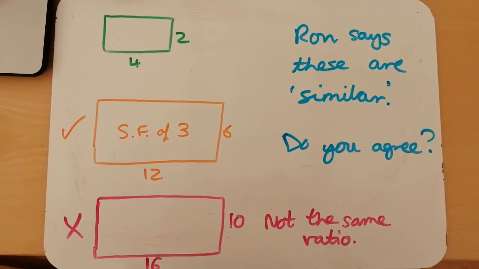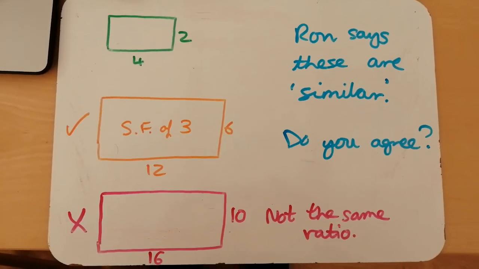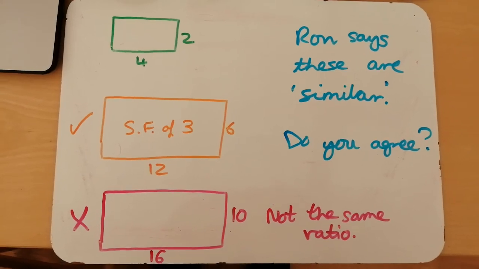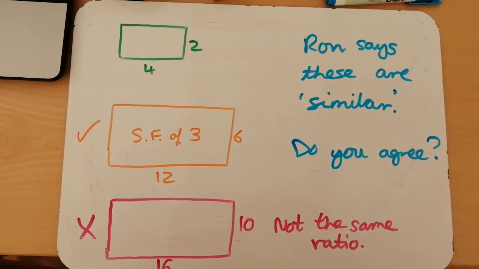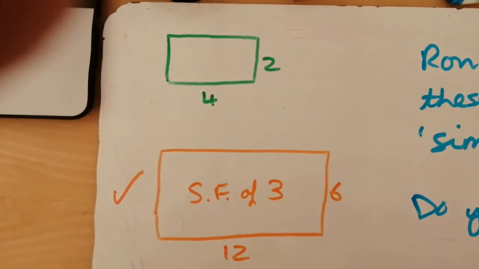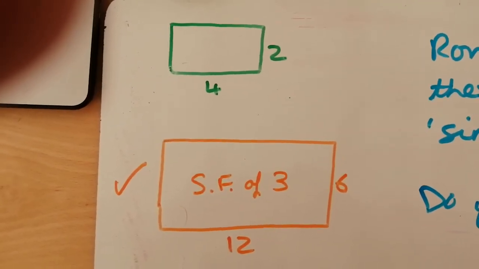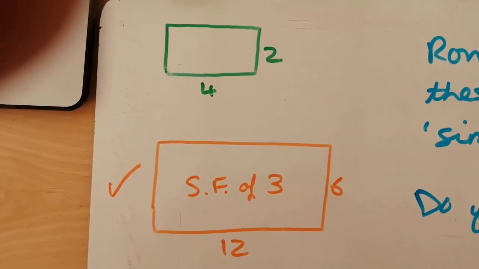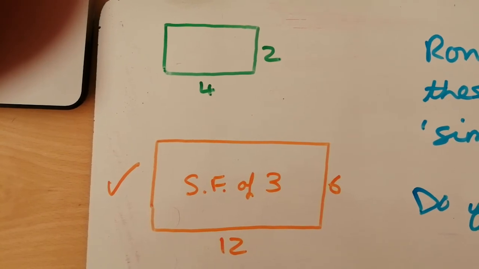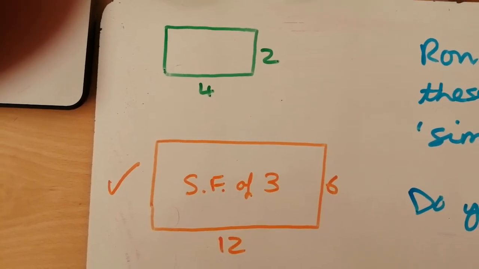So no, I don't agree. I think that the orange one is similar to the green one. It's been enlarged with a scale factor of 3. 3 times 2 is 6, 3 times 4 is 12. It's kept the same ratio and it's enlarged by a scale factor of 3. So he's okay on that one.